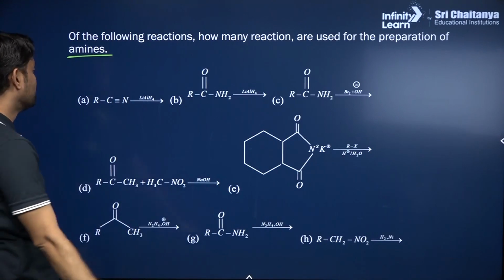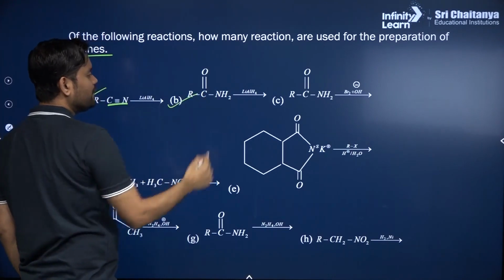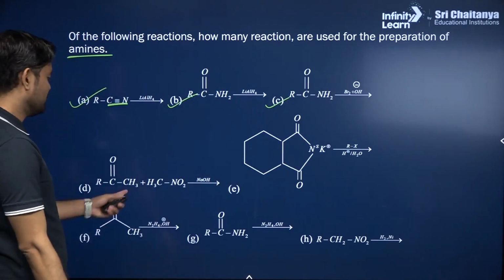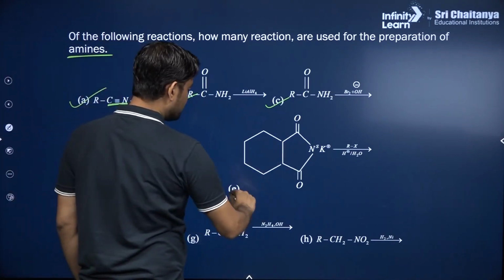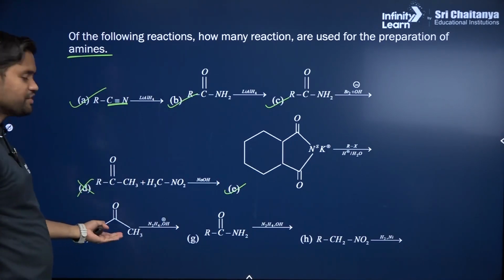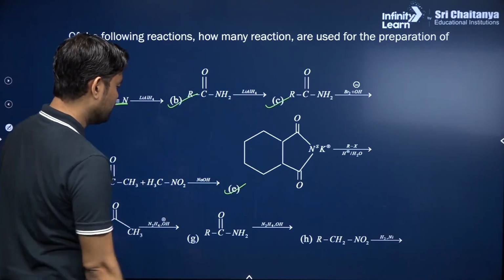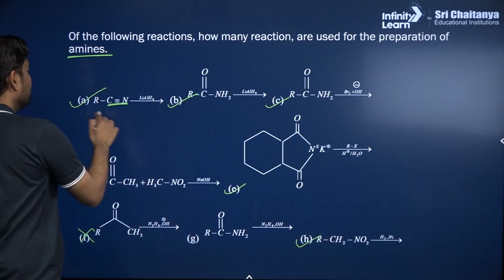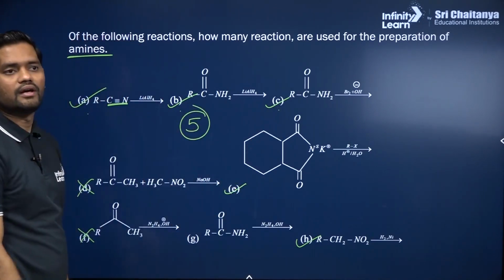For the preparation of amine. So this is reduction of cyanide, which will give you amine. Reduction of amide will give you amine. Hofmann bromamide degradation gives you amine. This is a sort of aldol condensation, so it will not give you amine. This is Gabriel phthalimide, amine. This is, I guess, if I am not mistaken, Wolff-Kishner reduction, so it will not give you amine. Even this will not give you amine. This will give you amine, reduction of nitro. Okay, clear? So how many? 1, 2, 3, 4, 5. So the answer is 5.